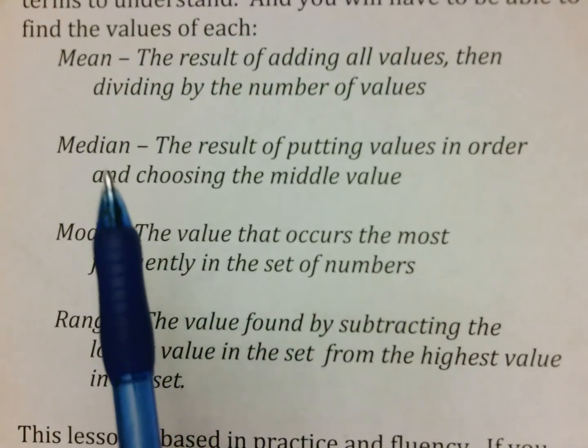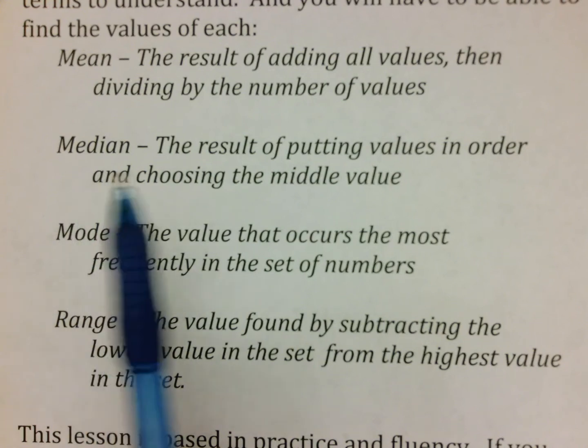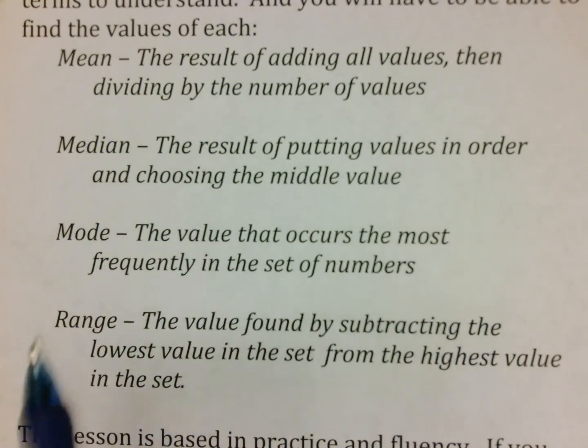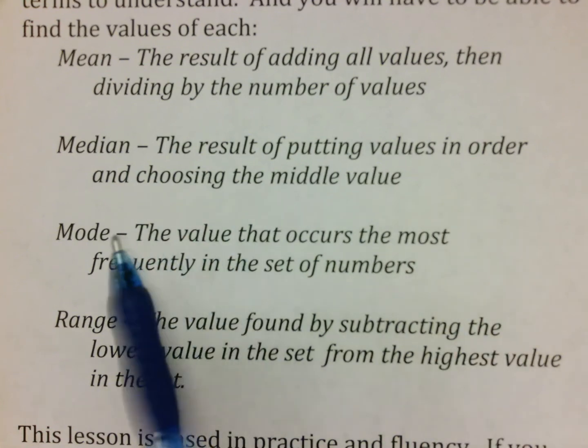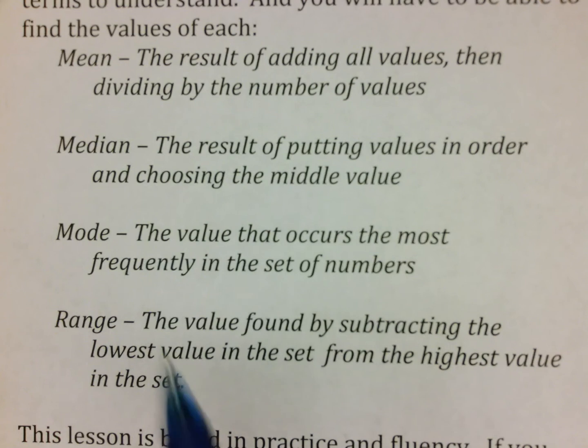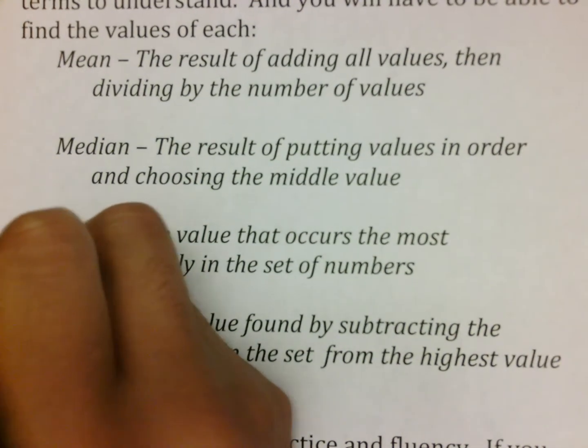The median is also considered an average, but it's not the average we know. This is what happens when you put the values in order and simply choose the middle value. So again, put everything in order from least to greatest, and then pick the middle. The mode is the value that occurs the most frequently in the set of numbers. Put a star by this because this is actually pretty special.